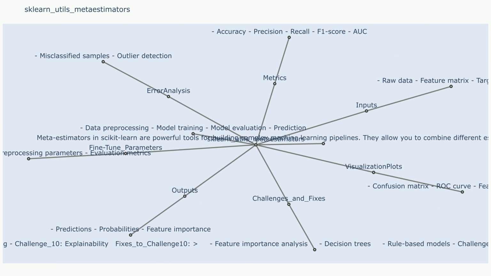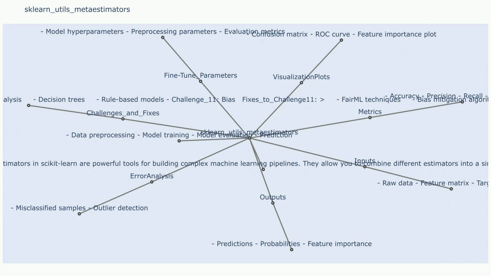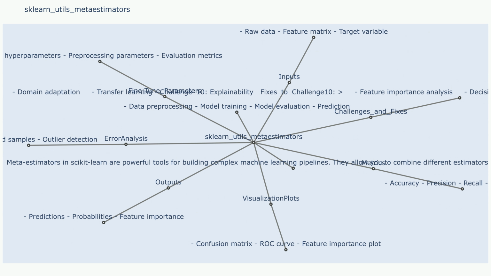Challenge 3: computational complexity. Some meta-estimators can be computationally expensive to train and predict. Sample use case that resulted in challenge 3: using a meta-estimator with a large number of underlying estimators or complex operations. Fixes to challenge 3. Efficient algorithms: utilize optimized algorithms or libraries for training and prediction. Distributed computing: distribute the computation across multiple machines for parallel processing.